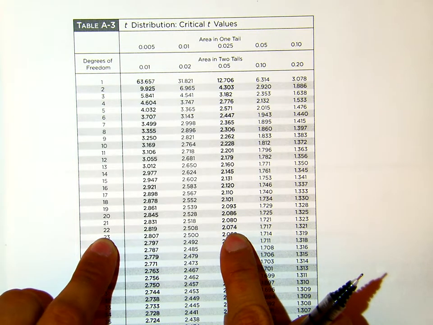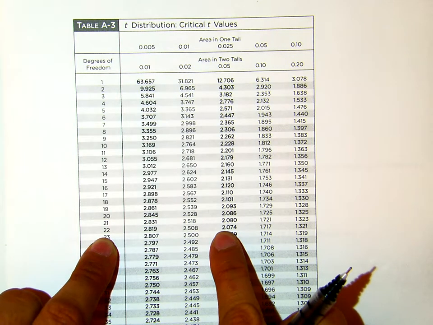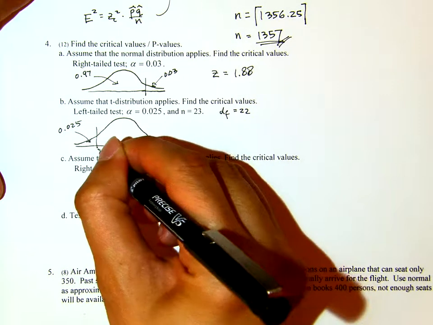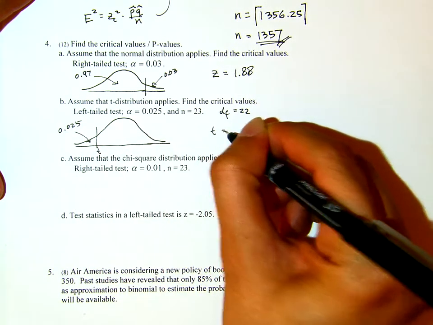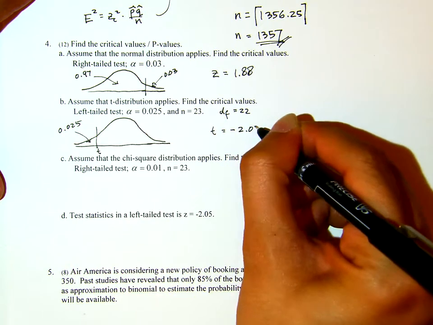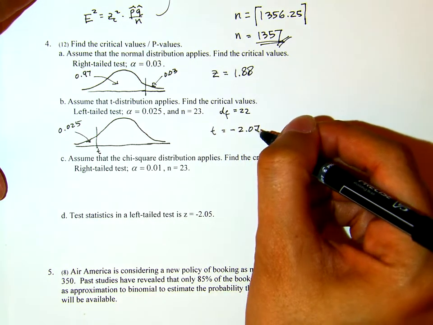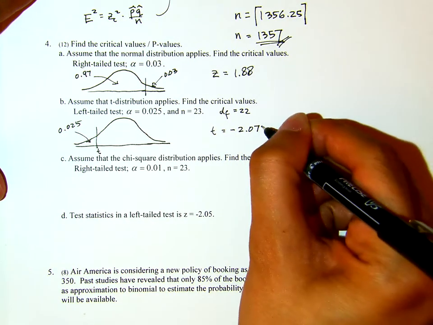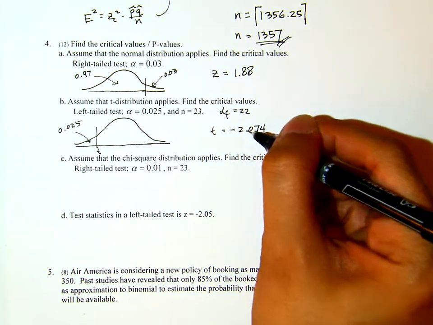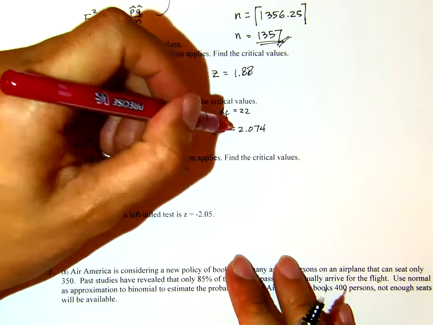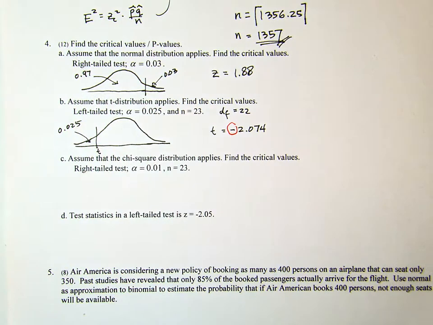It will be 2.074. But the thing is, this is the left tail, right? So the t you will use is negative. So the t here will be negative 2.07. Let me check again. Yeah, 2.074. But make sure that you use the negative, because that's a left tail.